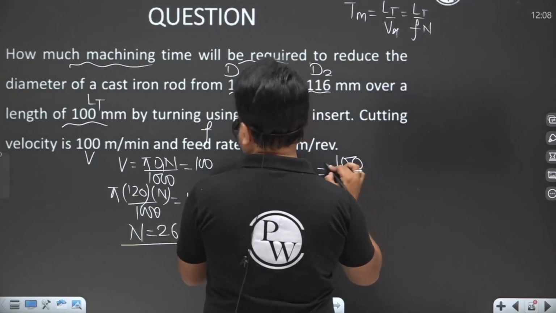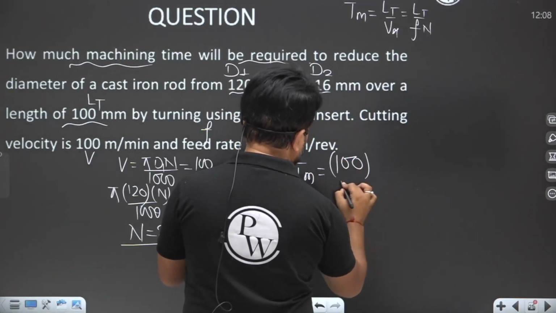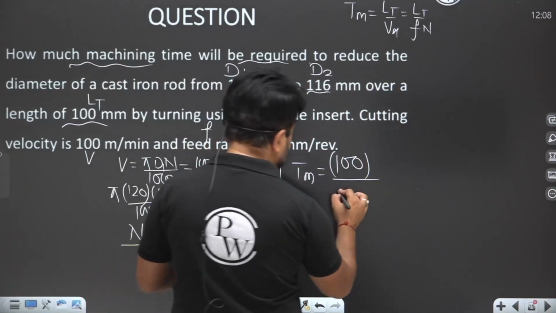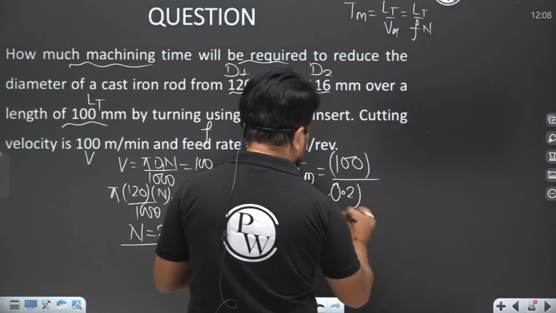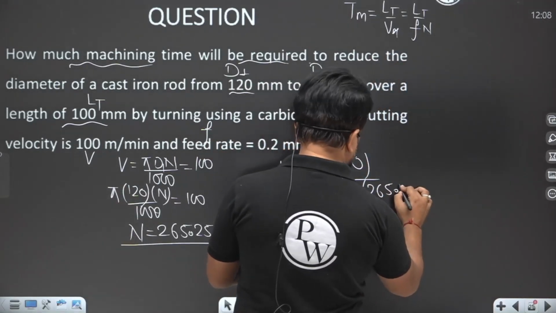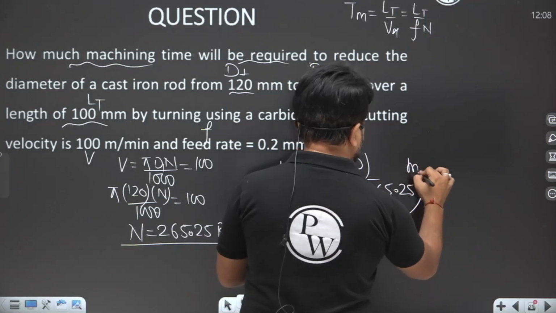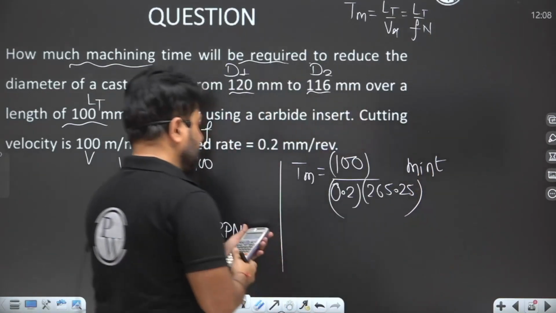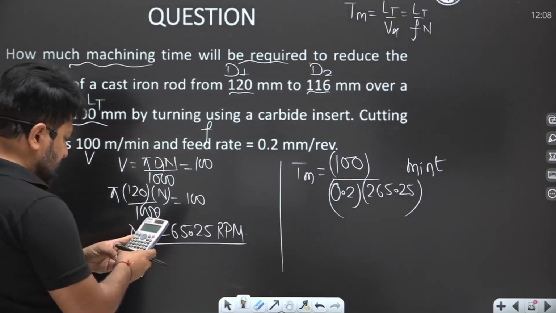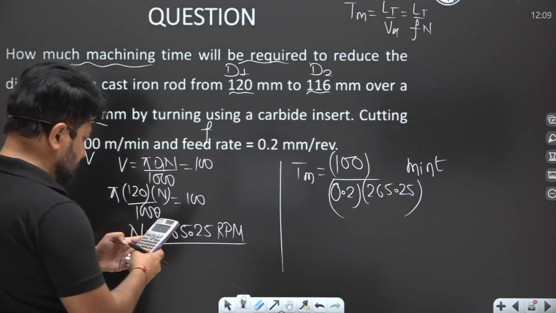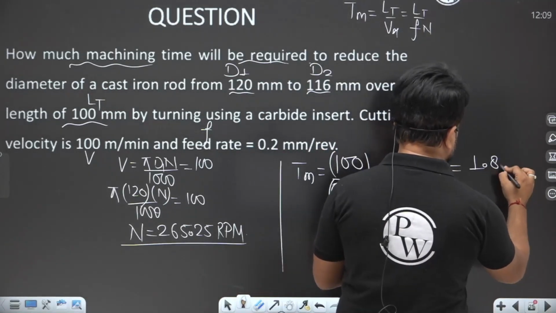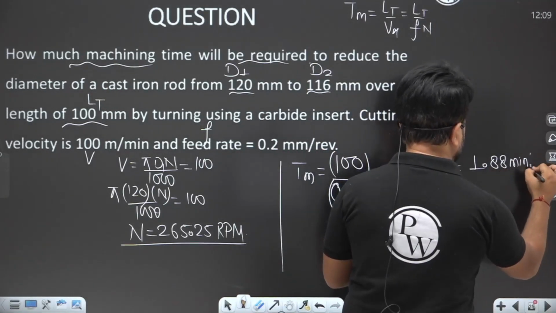Once you know the value of RPM, the machining time will be LT, the total length, 100 mm, divided by feed, 0.2, into RPM, 265.25. So 100 divided by 0.2 into 265.25, the answer is 1.88 minutes.